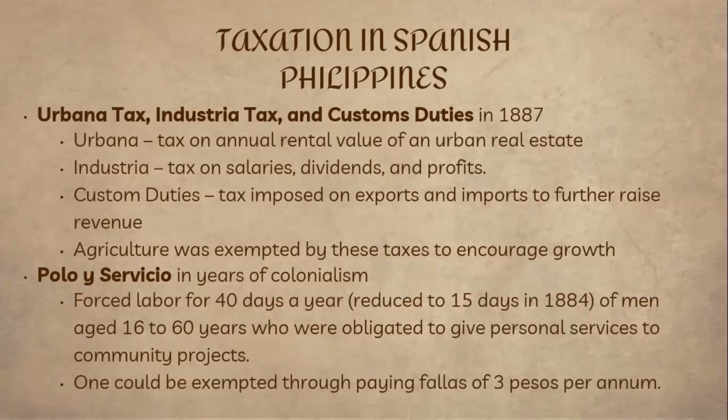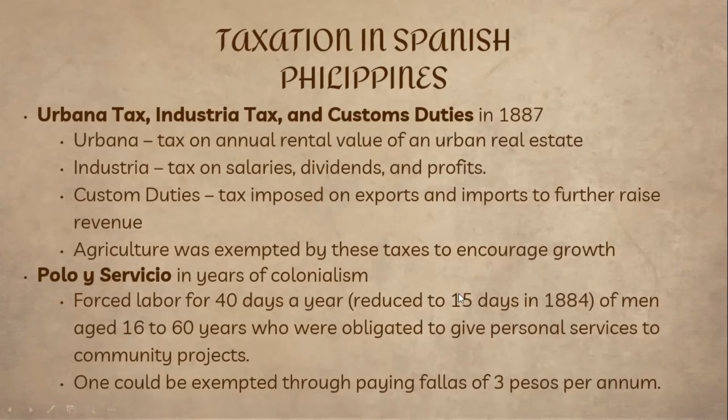Polo y servicio is the forced labor for 40 days of men ranging from 16 to 60 years of age who were obligated to give personal services to community projects. One could be exempted from polo by paying the falla, a daily fine of 1.5 real. In 1884, labor was reduced to 15 days. The polo system was patterned after the Mexican repartimiento selection for forced labor.